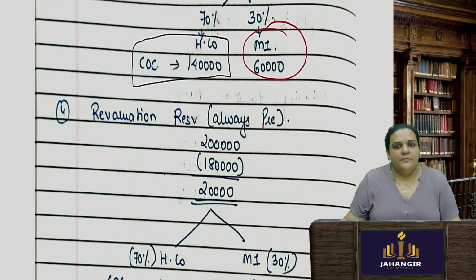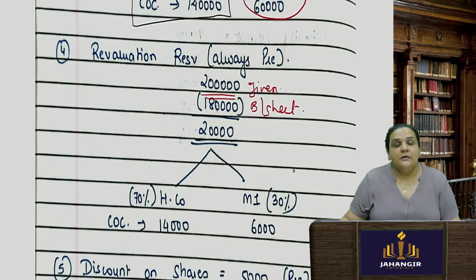Revaluation reserve is always pre. We are going to revalue the assets at rupees 2 lakhs. This is given. This is currently standing in the balance sheet. Therefore, how much is the increase in the asset value? 20,000. So it becomes like a reserve, revaluation of assets reserve.